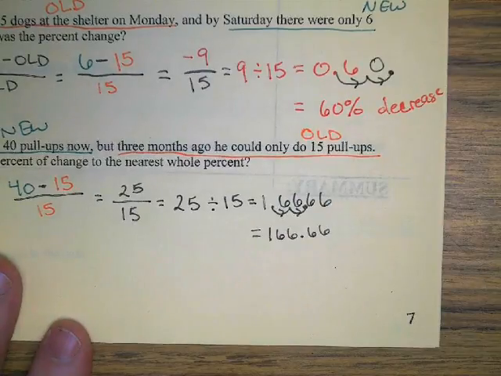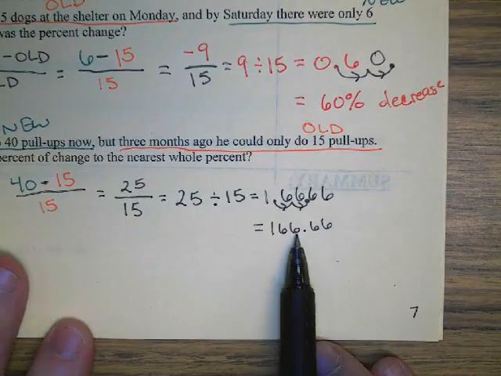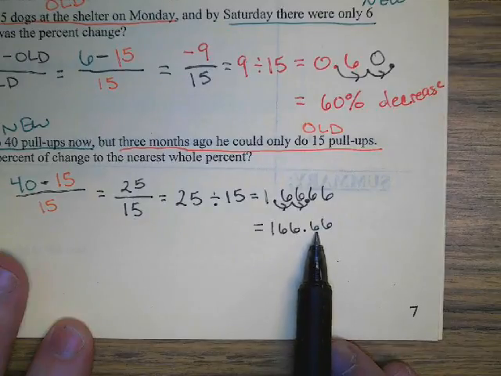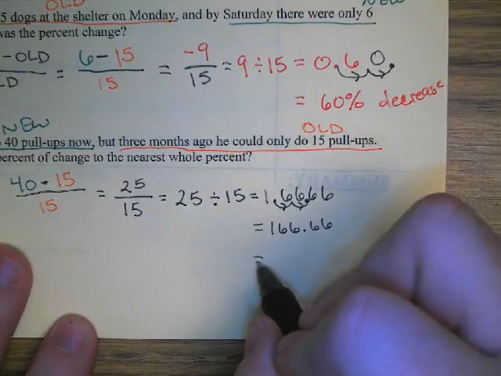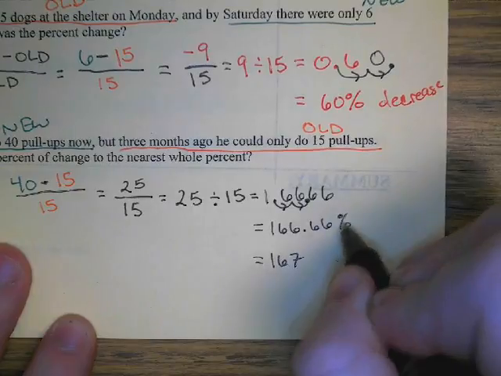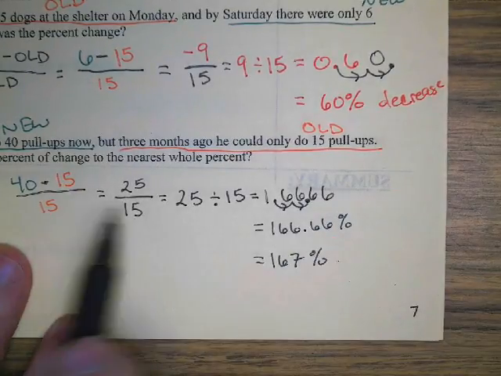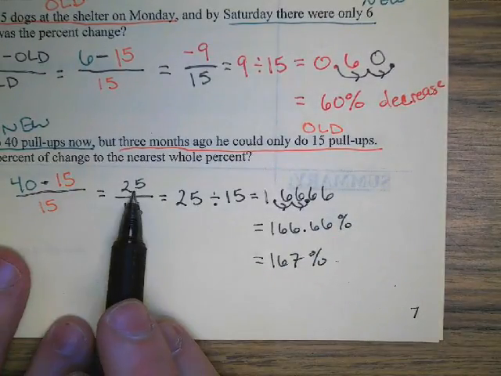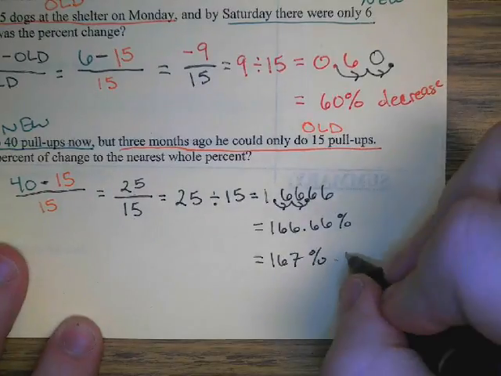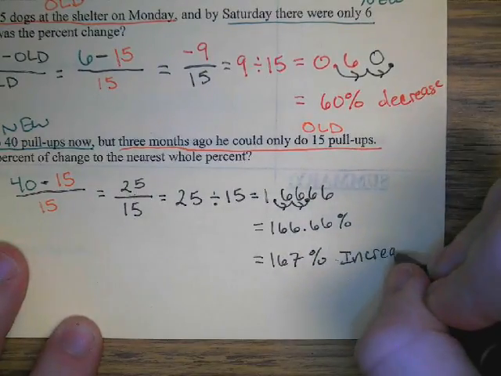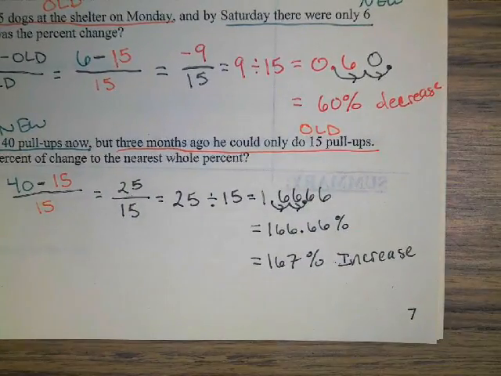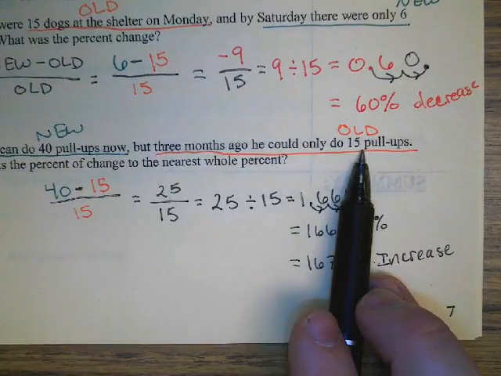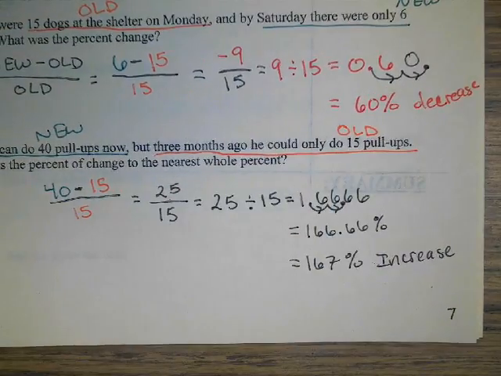So I have 166.666. Now the nearest whole percent is the number before the decimal, so this is the number I need to change. The number after my decimal says to round it up, so this would equal 167%. And when we did our subtraction, we got a positive number. So when it's positive, it's a percent increase. Our numbers went up. Started at 15, he increased to 40.